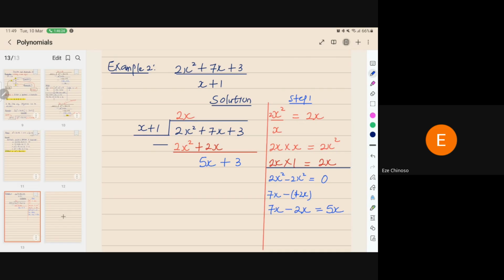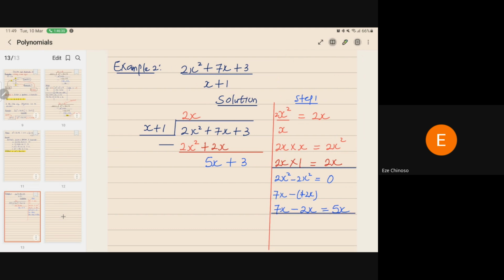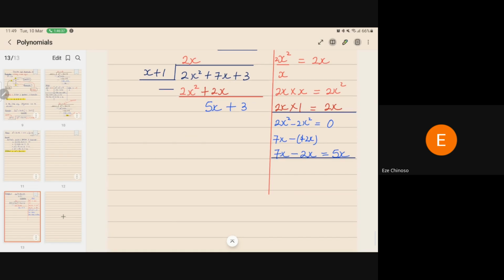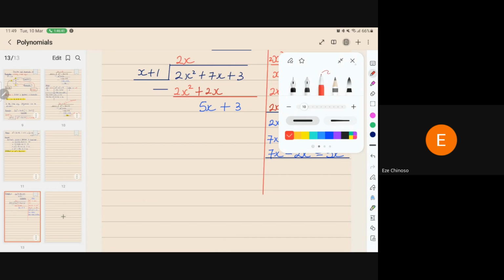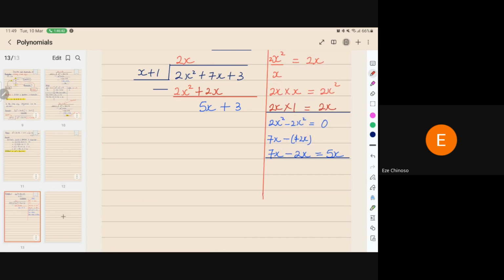Do you understand to this point? Yes. Okay. So let's rule our line. Now, the next step, I'll divide again, like I did in the other one. So let's divide again. But before then, let's see whether I can join this line perfectly well.